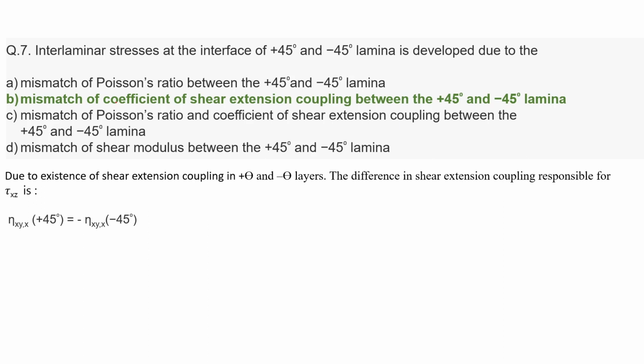C is mismatch of Poisson ratio and coefficient of shear extension coupling. Not true again, because Poisson ratio is the same for both of them. And mismatch of shear modulus between plus 45 and minus 45 lamina is also not correct. So the correct option will be option B: there is a mismatch of coefficient of shear extension coupling between the plus 45 and minus 45 lamina.